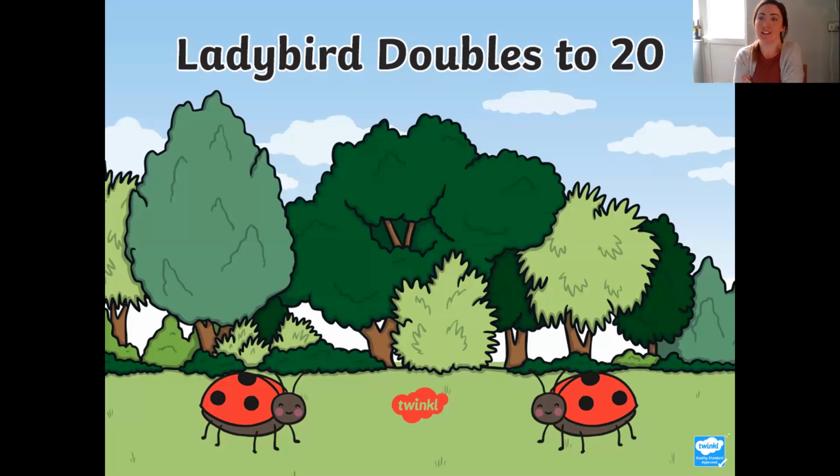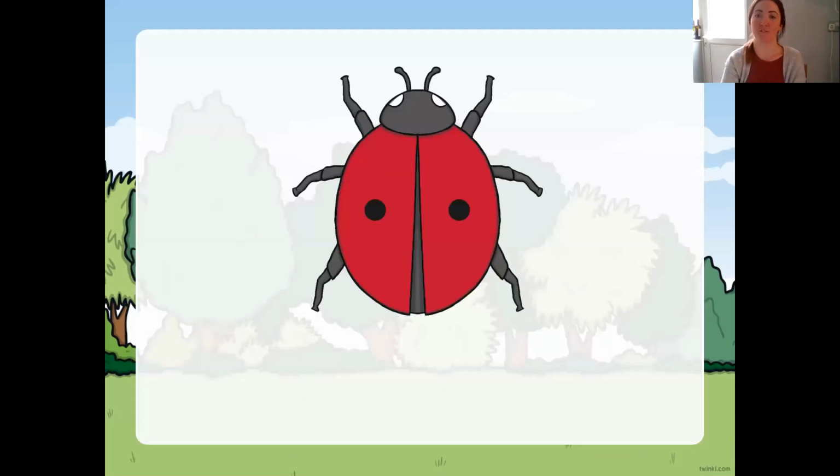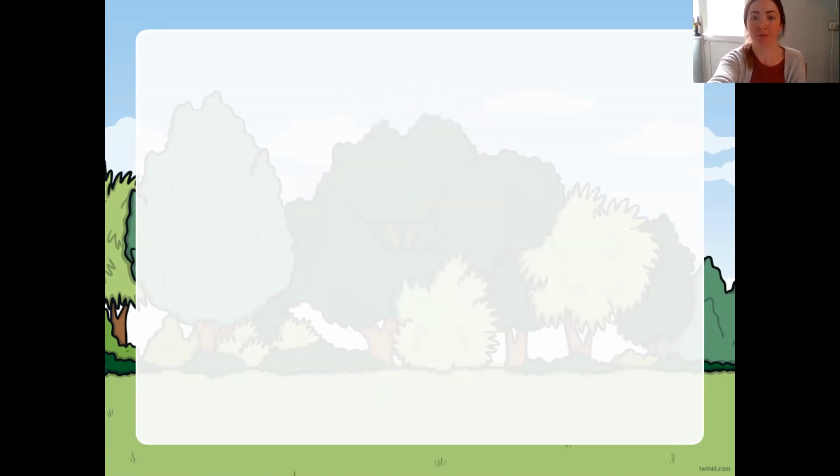So I've enlisted the help of some ladybirds today to help us with our doubling. If you look at this first picture, this ladybird represents double one, or one add one, because there is one dot on each wing. Okay, so double one is the same as one add one. What is one add one? Let's count to find out. One, two. Double one, or one add one, is two.